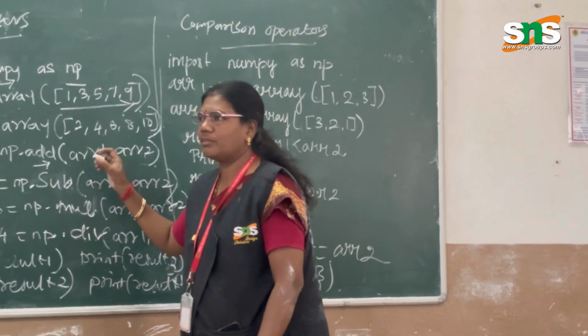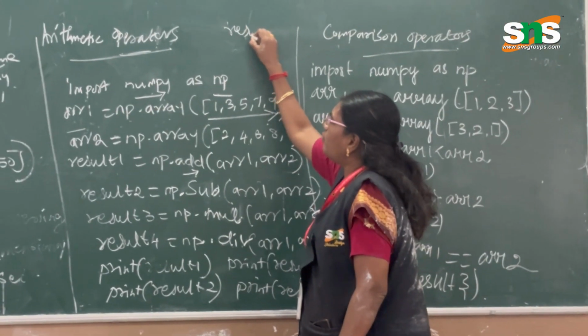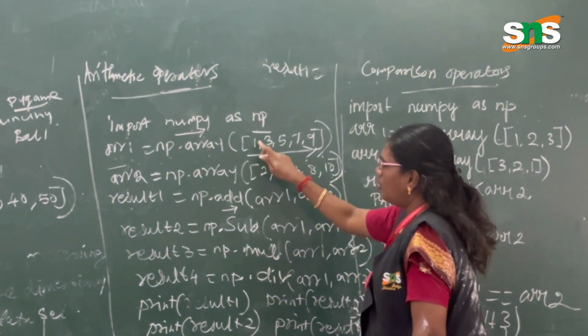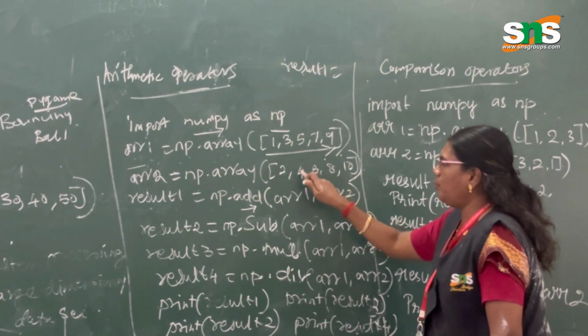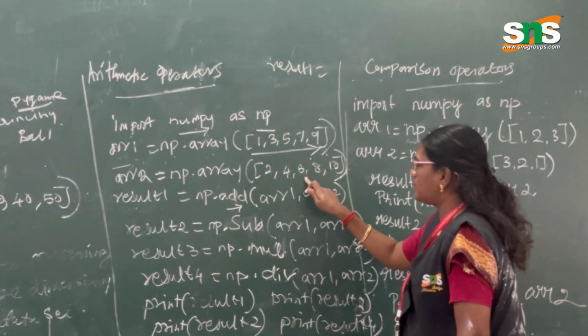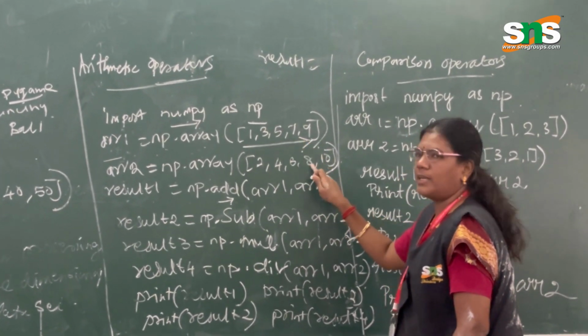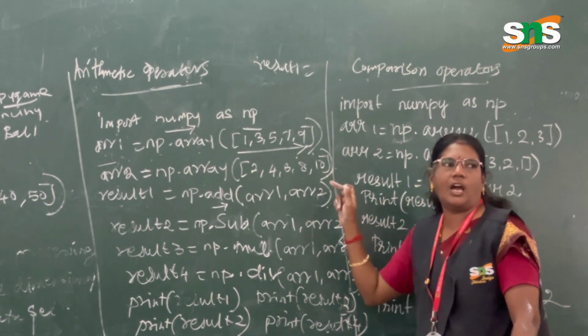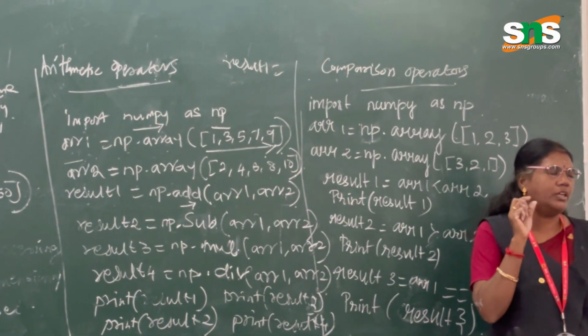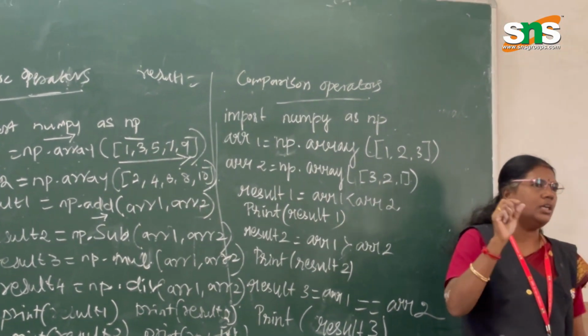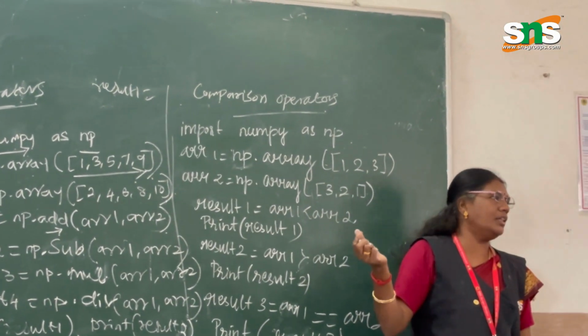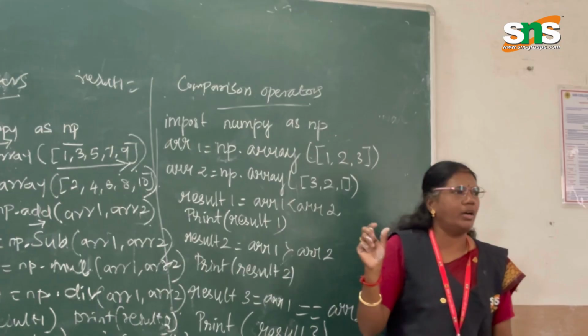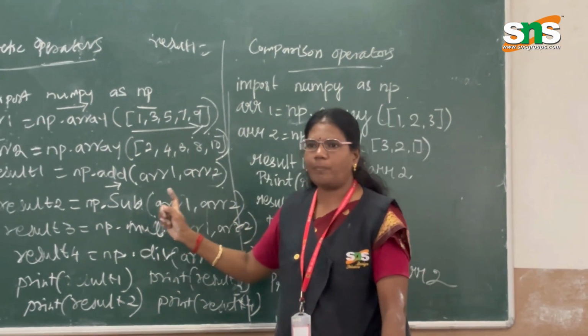Result 1 is equal to 1 plus 2, 3. 3 plus 4, 7. 5 plus 6, 11. 7 plus 8, 15. 9 plus 10, 19. This is the output: each and every element in one array will be added to each and every element of another array. That's the output of result 1.